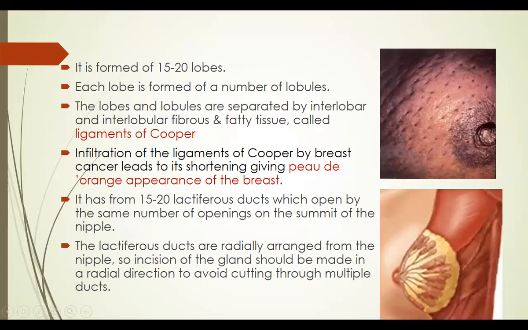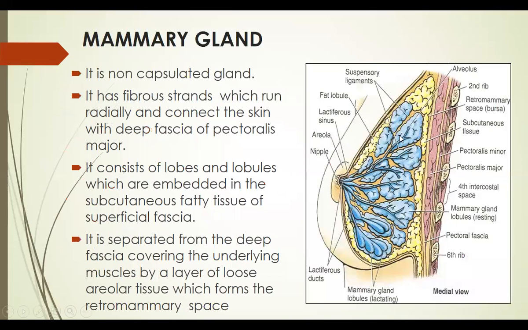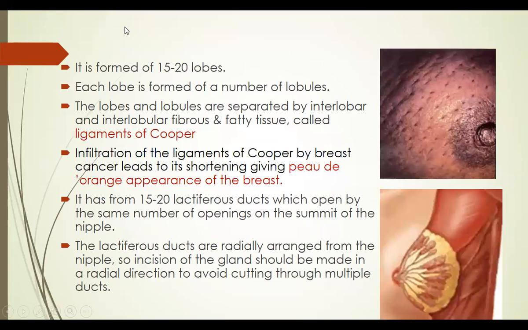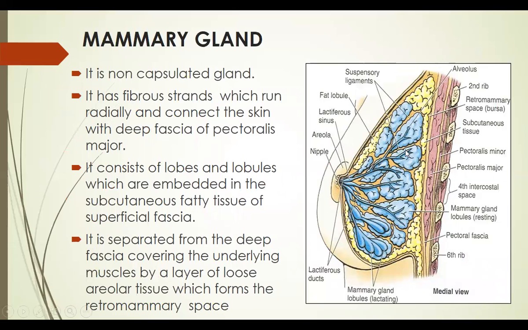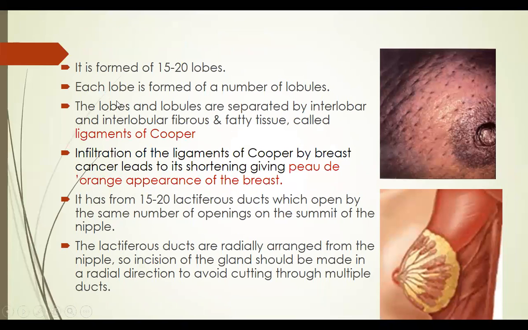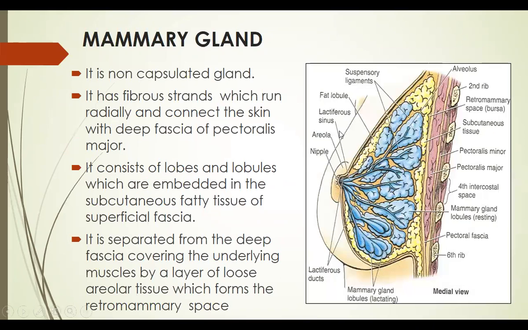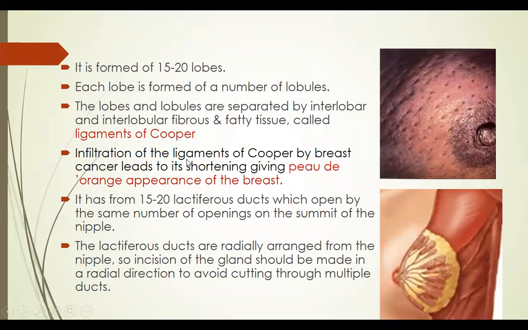So it is formed of 15 to 20 lobes. As you can see here, there are 15 to 20 lobes. This is one lobe which is draining into one duct, the second lobe draining into a duct, the third lobe draining into a duct. Each lobe is formed of a number of lobules. So each lobe is made up of a number of lobules. All these lobules drain into one lobe. The lobes and lobules are separated by the interlobular fibrous and fatty tissue called the ligament of Cooper. As I said, there are suspensory ligaments which will separate the lobes and lobules.